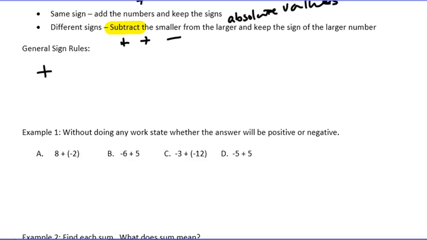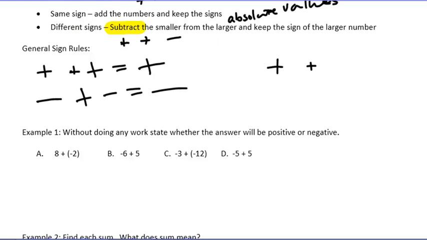When we're adding two positive numbers together, we expect our answer to be positive. When we're adding two negative numbers together, our answer is going to be negative. That's the keep-the-sign part. When it comes to different signs, if I'm adding a positive with a negative, I really don't know whether my answer is going to be positive or negative, and the same is true if I flip that. It all depends on which is bigger, and we'll talk about that as we go.